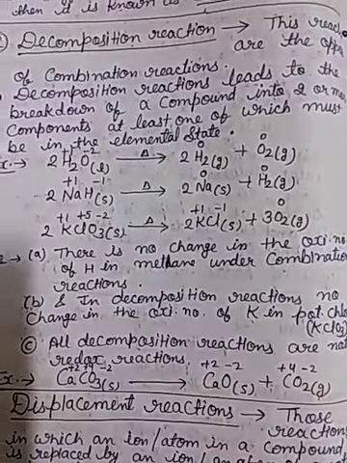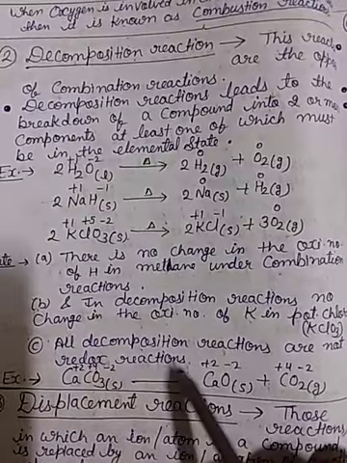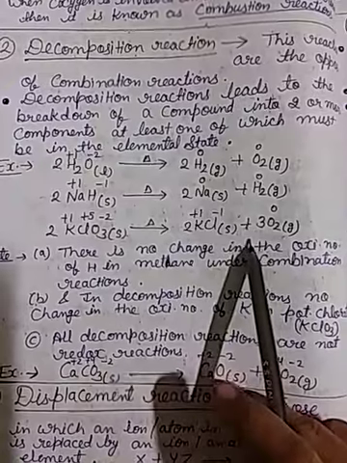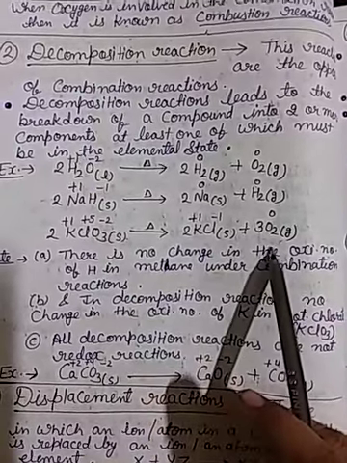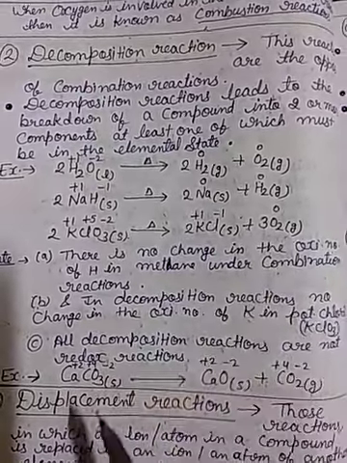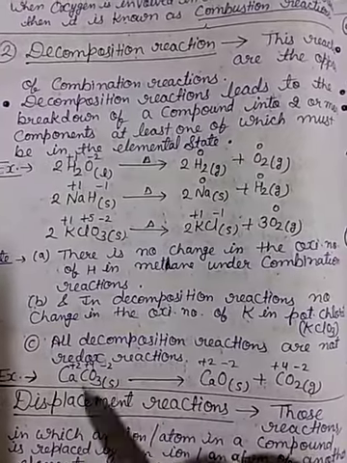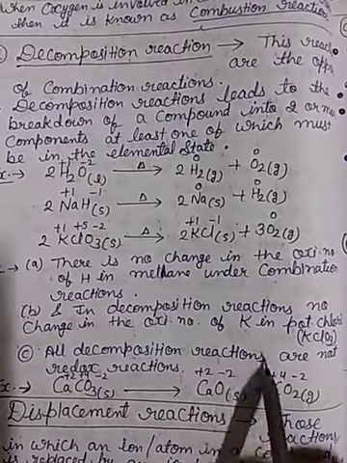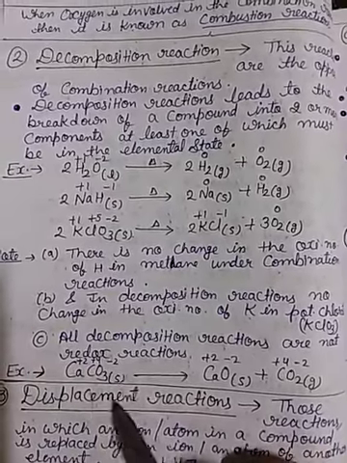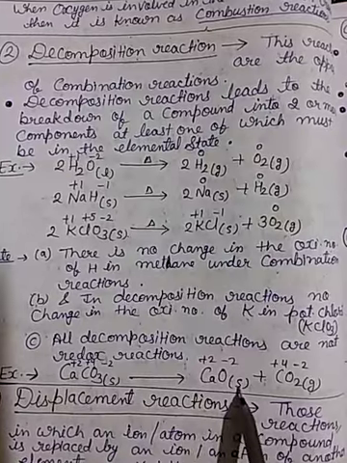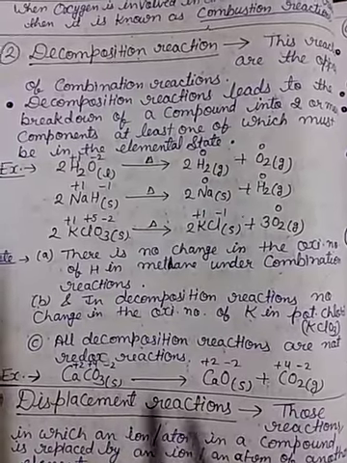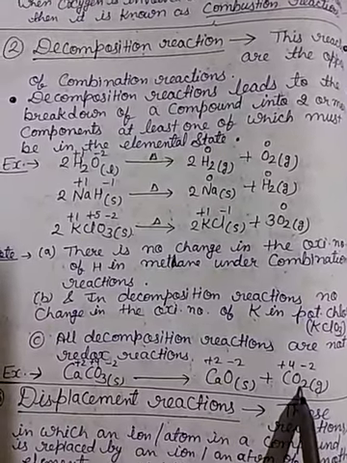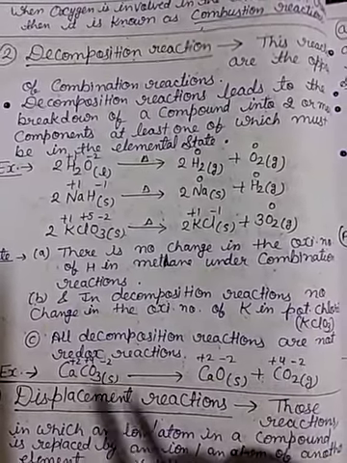Then third, all decomposition reactions are not redox reactions, because one component decomposes into two or more components. But here you see it is not a redox reaction. A redox reaction means the oxidation number increases on one side and decreases on the other. For example, solid calcium carbonate decomposes into calcium oxide and CO2. This is the decomposition reaction, but here you see it is not a redox reaction.